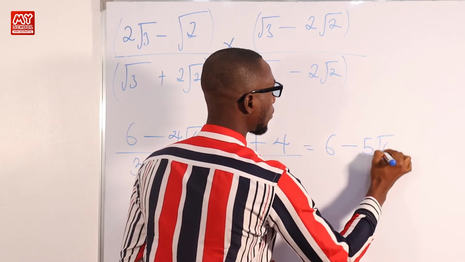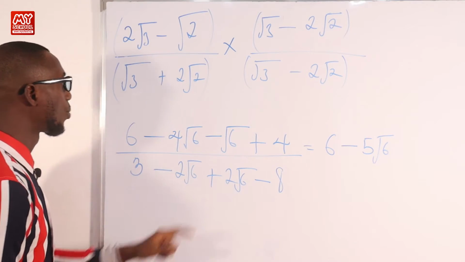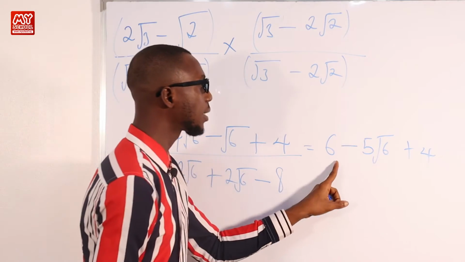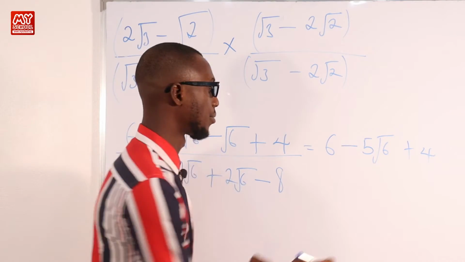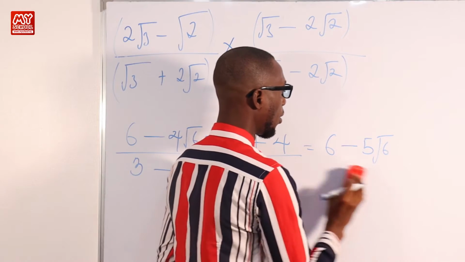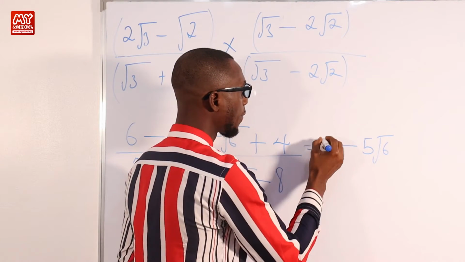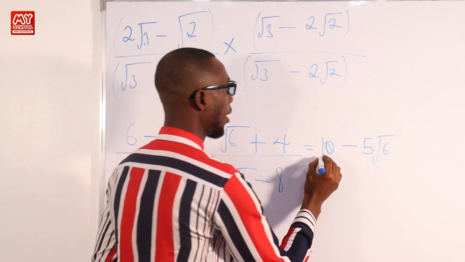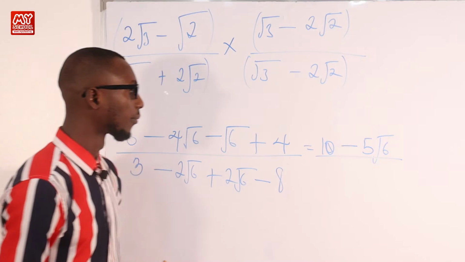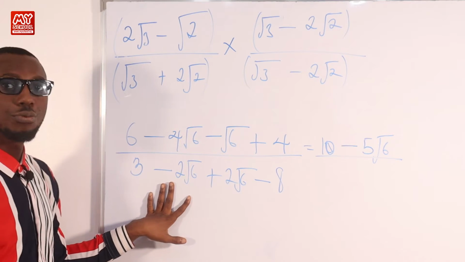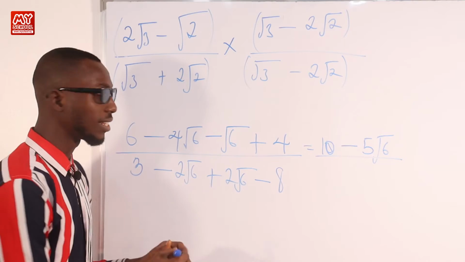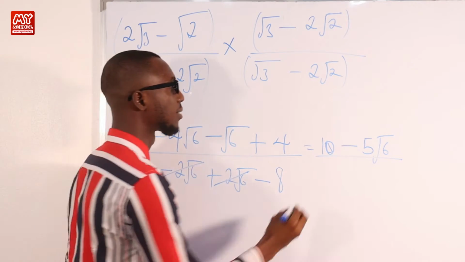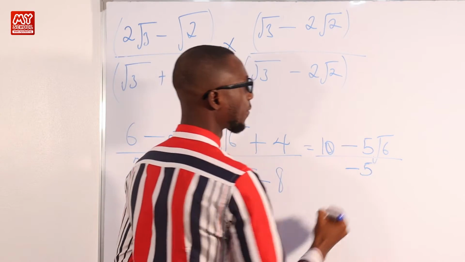All right, so we'd have 4 plus 4. So let's just save time. So 6 plus 4, that is 10. So basically, for the numerator, we would have 10 minus 5 root 6, over, for the denominator, we have minus 2 root 6 plus 2 root 6, that is gone, that makes 0. So 3 minus 8, that is minus 5.